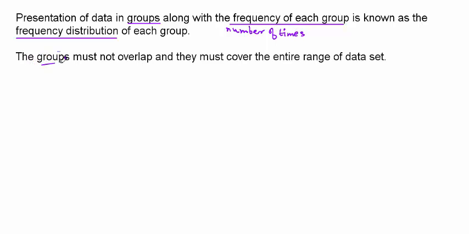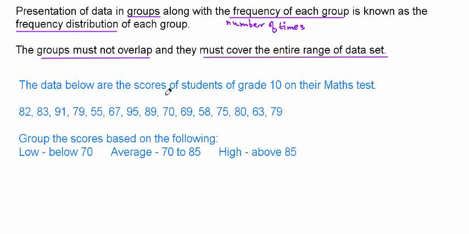The groups must not overlap, this is important, and they also must cover the entire range of the data set. Let's see what that means with an example. The data below are the scores of students of grade 10 on their maths test. And then you have a bunch of numbers here, each one of which is a score of a particular student on the test. We need to group the scores based on the following.